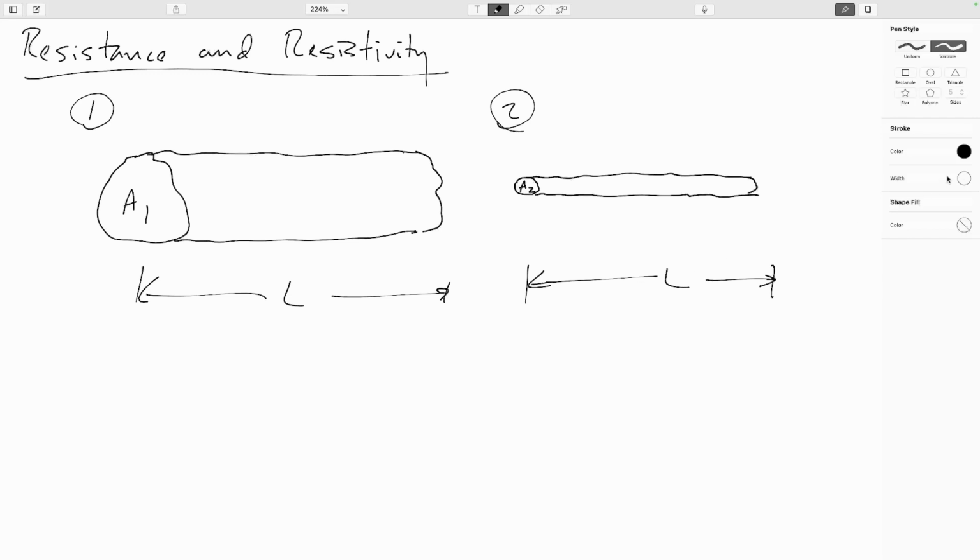Yeah, it's going to be choice number 2. This will be the harder one. This will be the higher resistance device. Simply because since it's thinner, it's going to be harder to shove electrons through it, just like it's harder to shove water through a skinny pipe than a fat pipe.